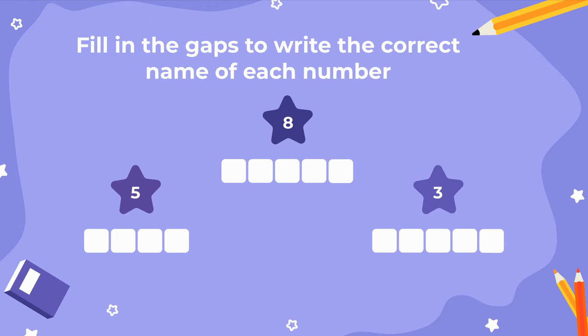5 is spelled F-I-V-E. 8 is spelled E-I-G-H-T. And 3 is spelled T-H-R-E-E.